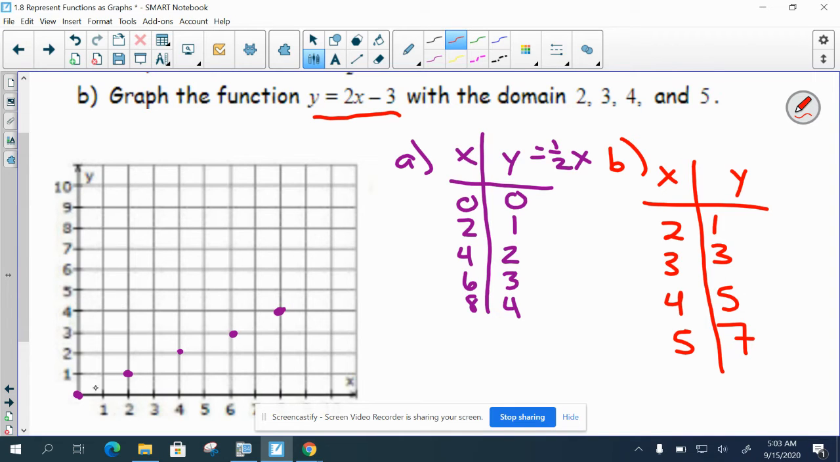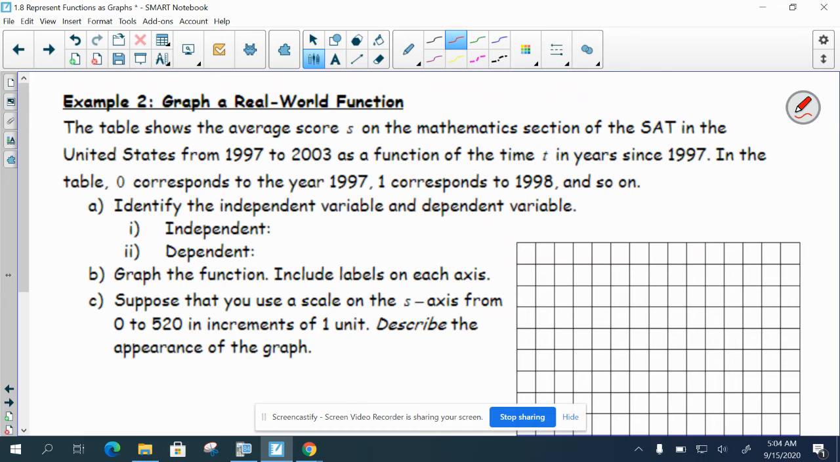So let's plot the points. So (2, 1), there's an overlap point. (3, 3), (4, 5), and (5, 7). All right, so that's it for that example. Let's go to the next one.